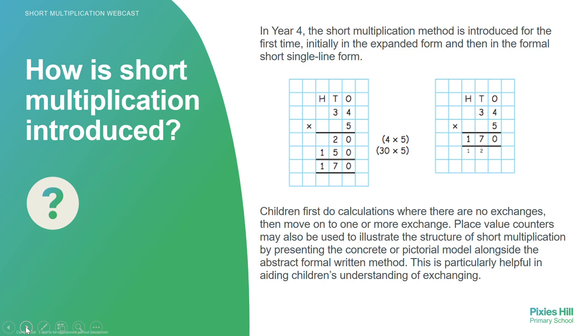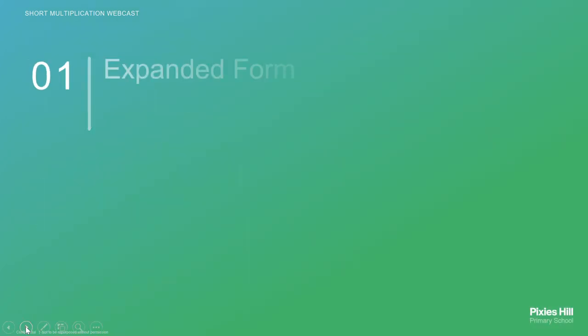Place value counters may also be used to illustrate the structure of short multiplication by presenting the concrete or pictorial model alongside the abstract formal written method. This is particularly helpful in aiding children's understanding of exchanging. So first of all, we're going to look at the expanded form.